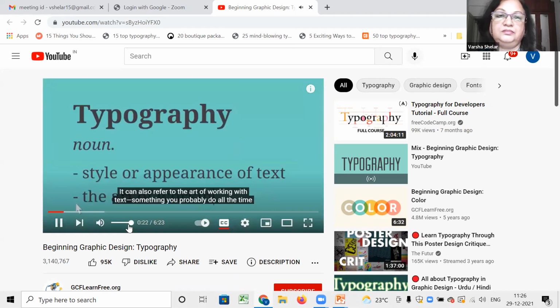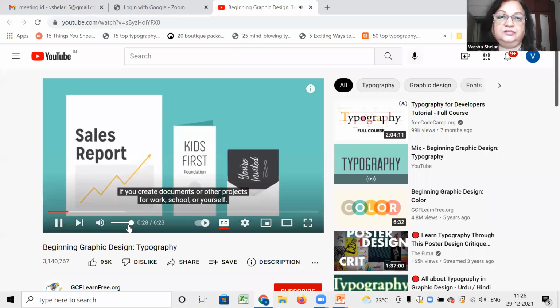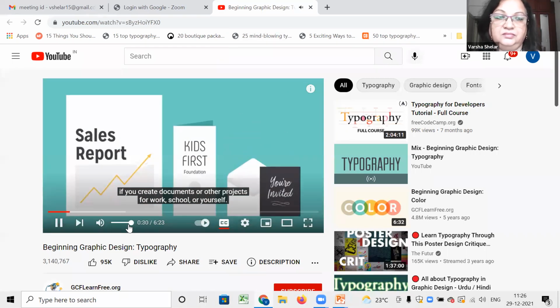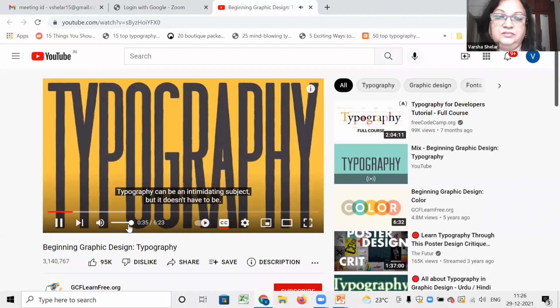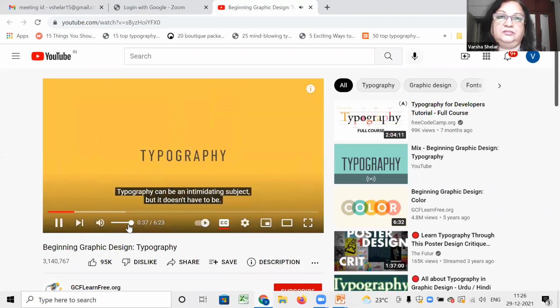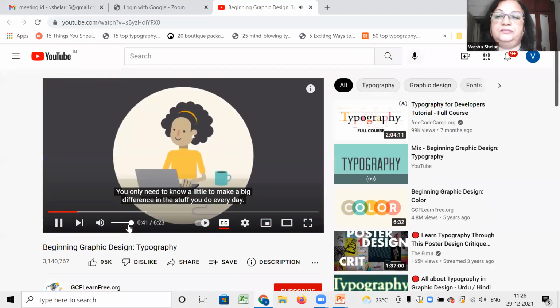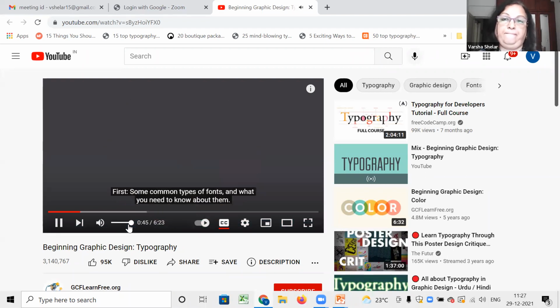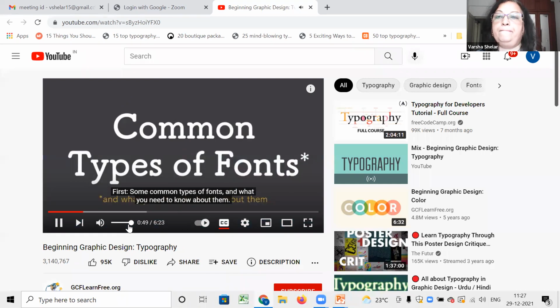It can also refer to the art of working with text, something you probably do all the time if you create documents or other projects for work, school, or yourself. Typography can be an intimidating subject, but it doesn't have to be. You only need to know a little to make a big difference in the stuff you do every day. So let's get started. First, some common types of fonts and what you need to know about them.